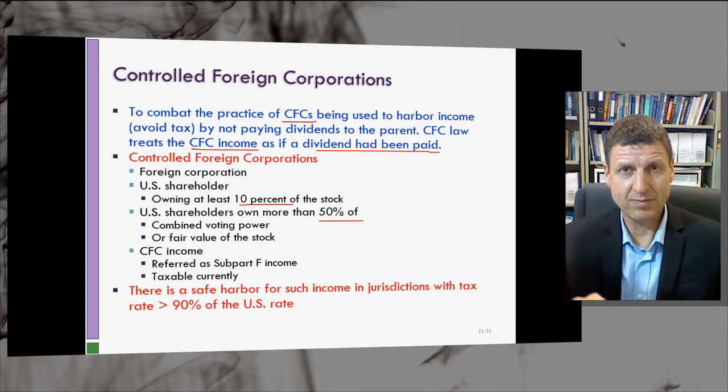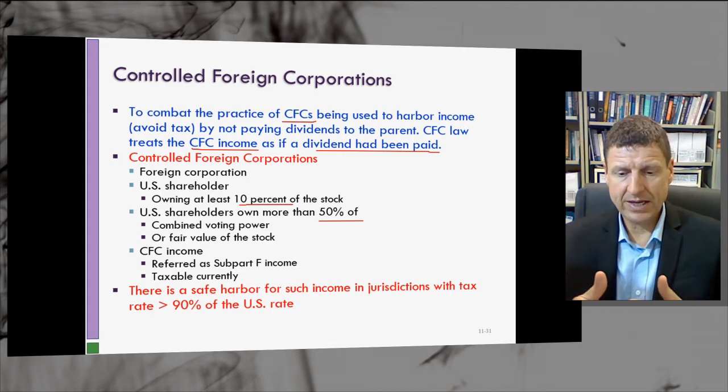And so that's a tricky thing. That puts a huge complication in your international tax planning, because you've got to think of all these different factors that deem a foreign controlled corporation to be a foreign controlled corporation. So keep this in mind. This is a very important arm of the US taxation law.